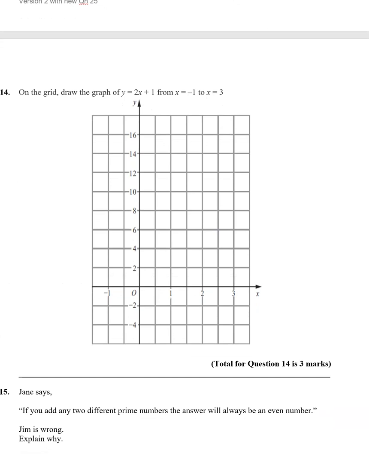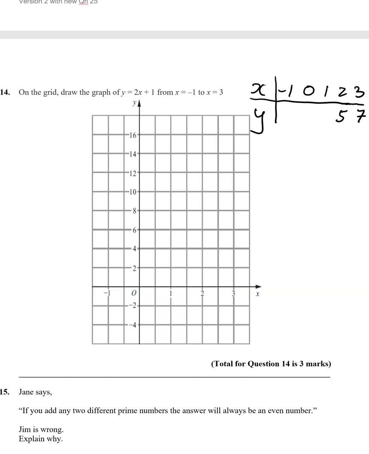Okay, so we've got to draw the graph. On the graph, draw y equals 2x plus 1. Now I would do a little table of values. And we need to go between -1 and 3. So -1, 0, 1, 2, 3. We probably won't need all those points, but if we start at this end, 2 times 3 is 6, plus 1 is 7. Then we do 2 times 2 plus 1 is 5.